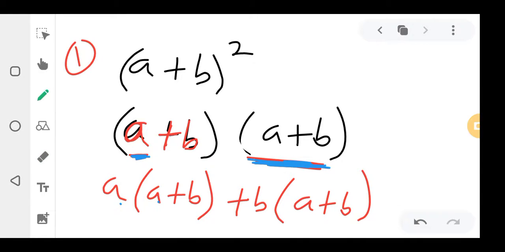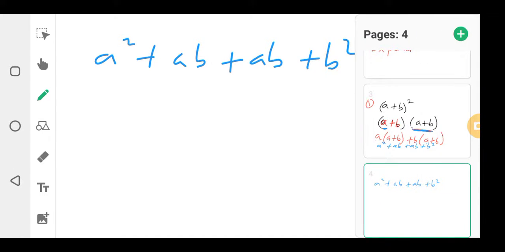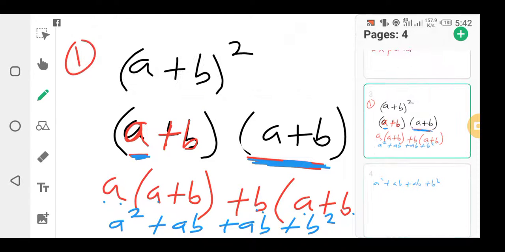A times a is a squared, plus this a times this b is ab, plus b times a is ab, plus b times that b will be b squared. So the final answer will be a squared plus ab plus ab plus b squared, which is the answer here. If you remember, that was our answer there.